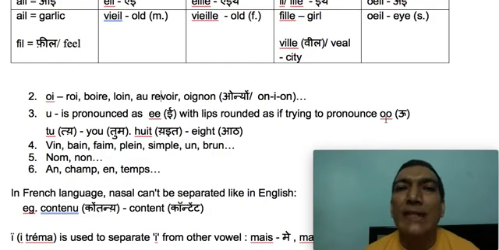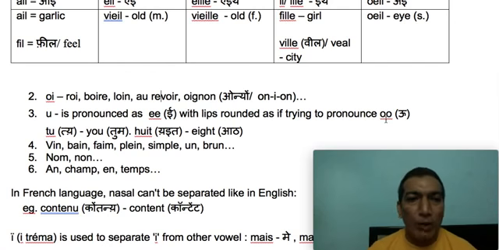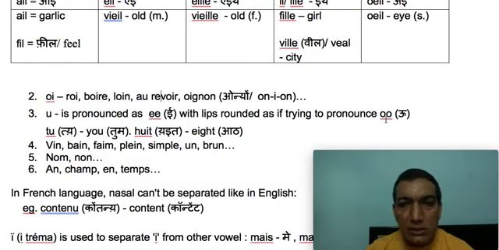U. It is not e, it is not oo, but u. You see, u. I hope it is clear to you. Okay, that's how you have to pronounce this sound u. So just learn this sound, even if in the starting it seems complicated. Practice it as many times as you can, because you have to pronounce it.